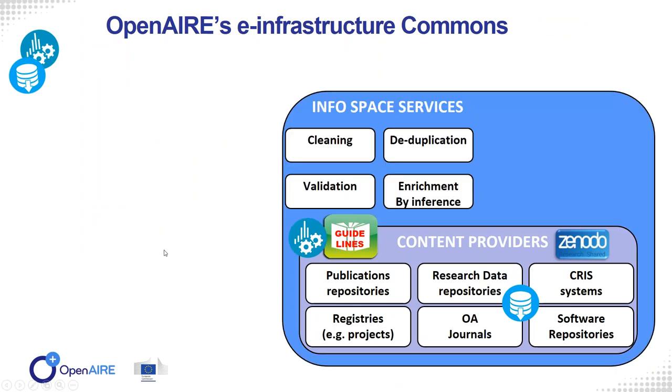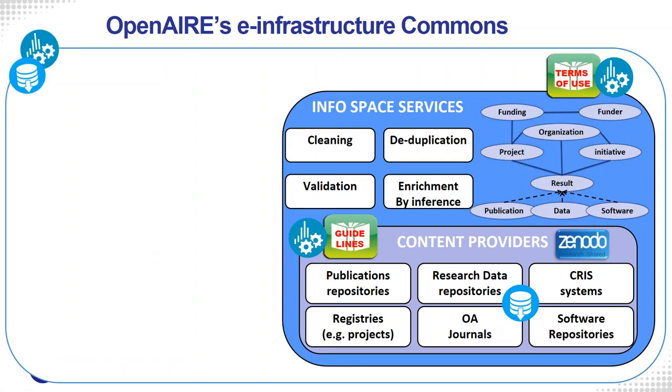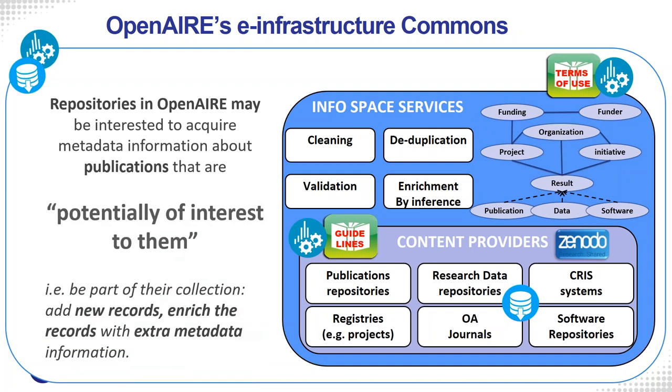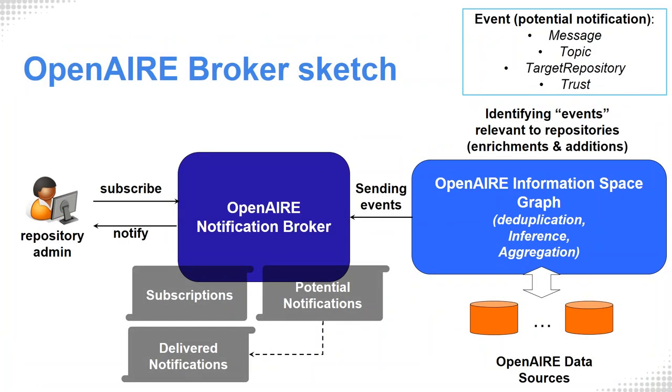So based on our infrastructure, the broker service uses all the information processing that we have in our infrastructure. So the validation, the cleaning, the deduplication, the enrichment by inference, then we create this, let's say, European graph of information. And the main idea of this broker is that we are able to collect enrichments, so with extra metadata, new records, alerts, etc., that will be of potential interest to repository managers. So based on this idea, we have built this OpenAIRE broker service that works like this in this sketch that I'm showing.